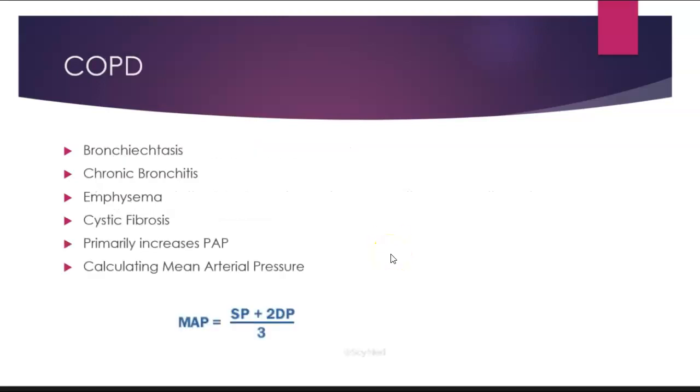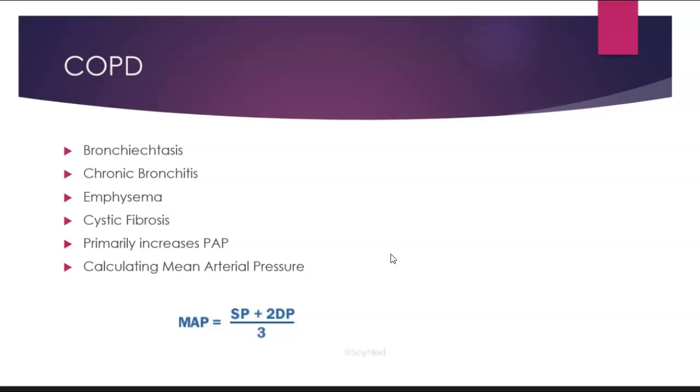Okay, COPD. COPD is those respiratory disorders. There's 4 different respiratory disorders that make up COPD. It's your chronic bronchitis, emphysema, cystic fibrosis, bronchiectasis. All of those are your chronic obstructive pulmonary disorders. So because it's primarily affecting the lungs, the value that's going to be primarily increased will be your pulmonary arterial pressure.